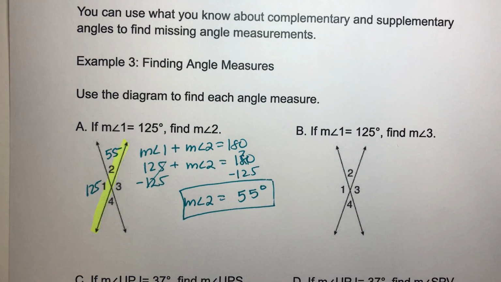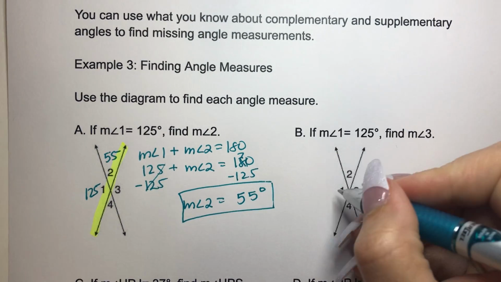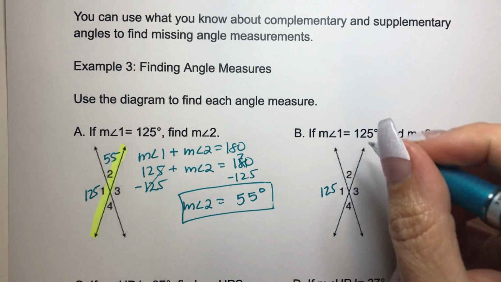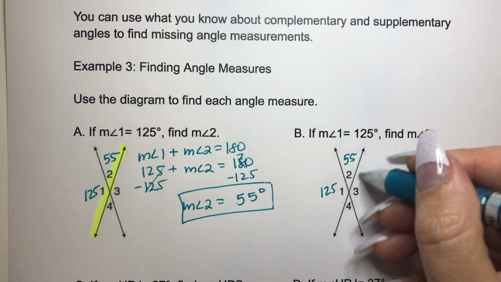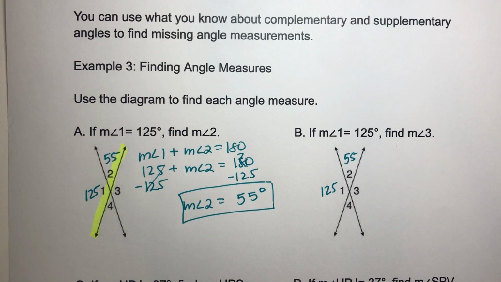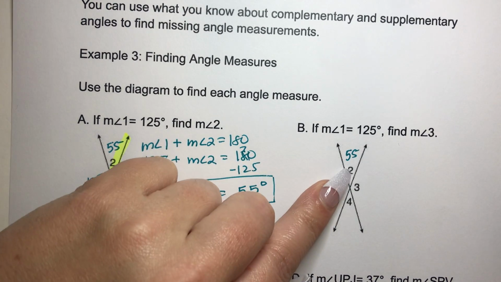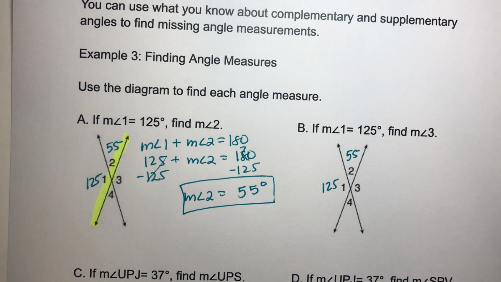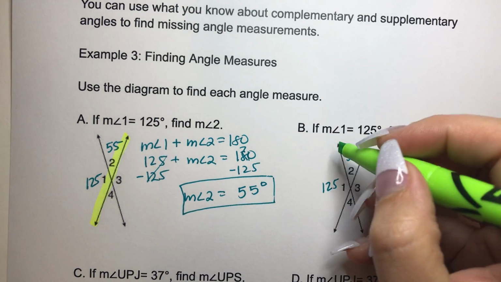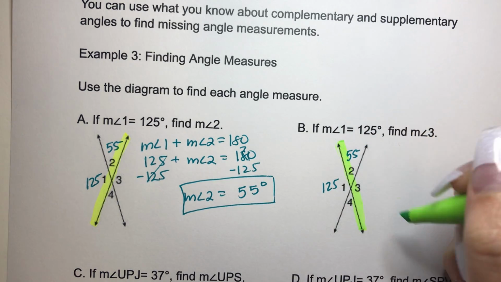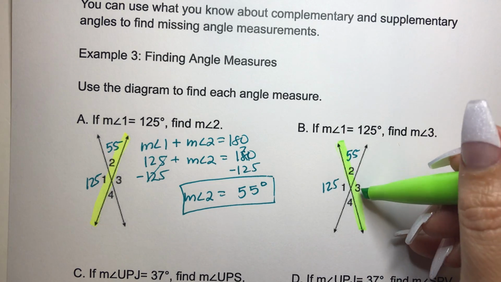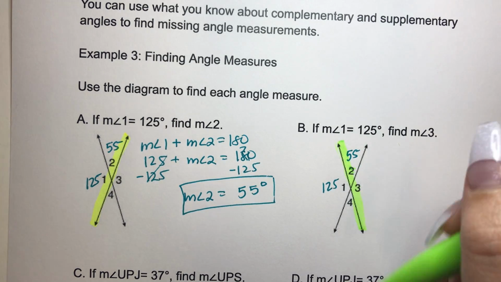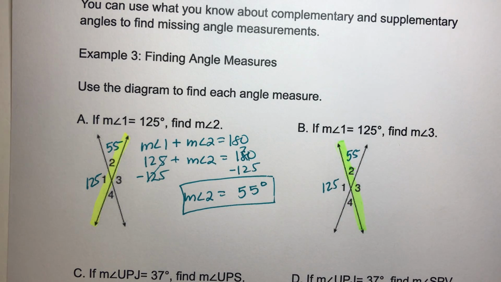All right, let's move over to B. It says the measure of angle 1 is 125. We just determined that the measure of angle 2 is 55. Now what we need to do is find the measure of angle 3. If we look at angle 2 and angle 3, you would see that those form a straight angle as well, which means they add up to 180 degrees. The measure of angle 2 and 3 are supplementary.